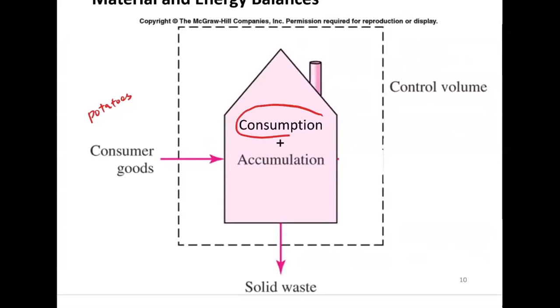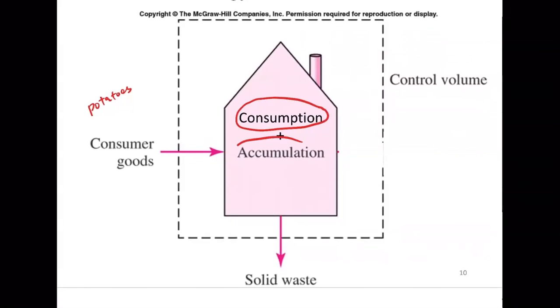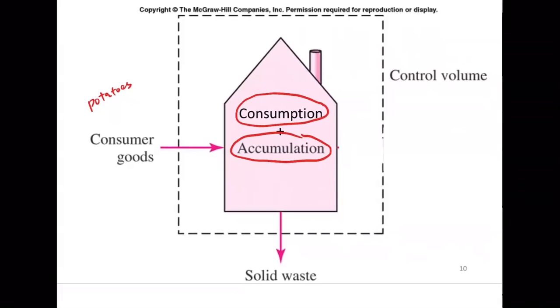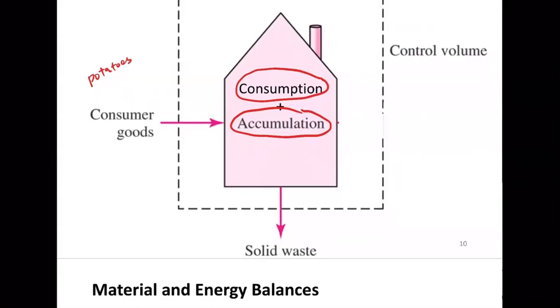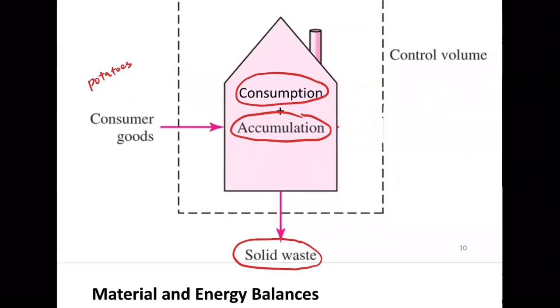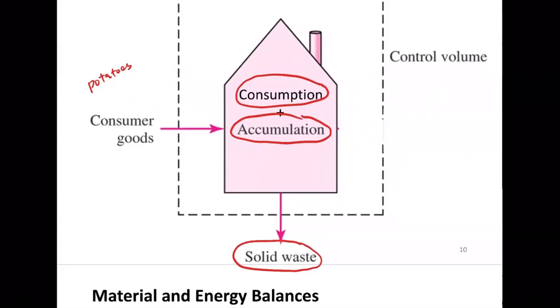We eat them. If you get too many, then you will place them in your fridge or in your basement. That means that there's also an accumulation of the potatoes at your home. Some of them might turn bad, so they will become solid waste. This is a very simple example showing how the mass of these potatoes is conserved.